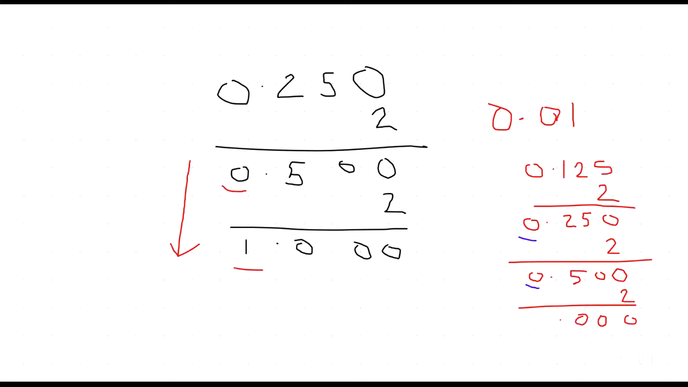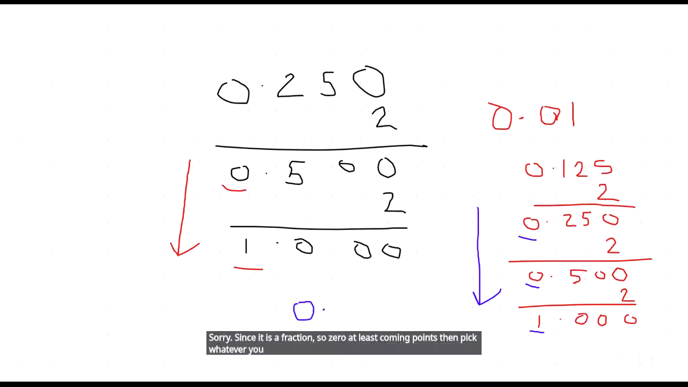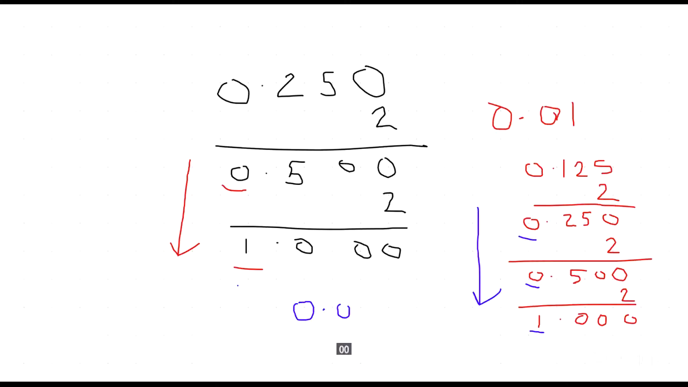We stop. Why are we stopping? Because the remainder is zeros, not because it is 1. So watch out. We pick from up to down. Since it is a fraction, it must at least start with 0 point. Then pick whatever you want to pick: 0, 0, 1. So ladies and gentlemen, this is the correct solution for the conversion of 0.250 and of 0.125.